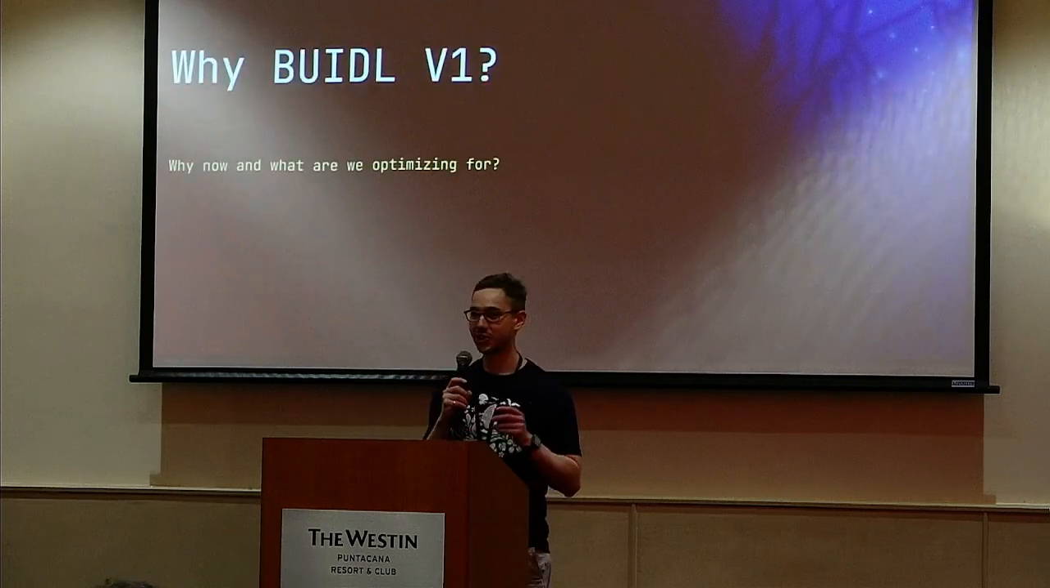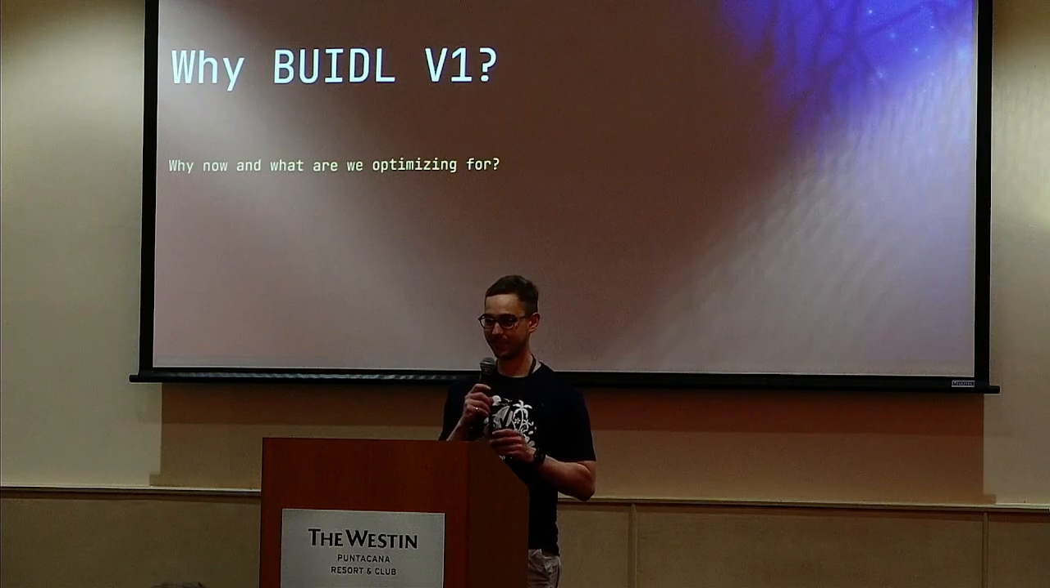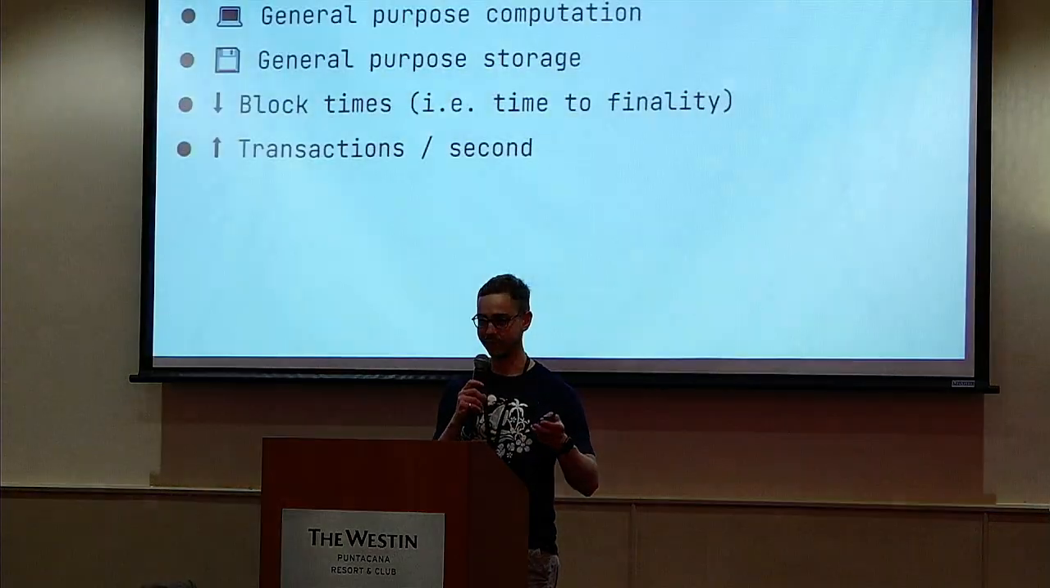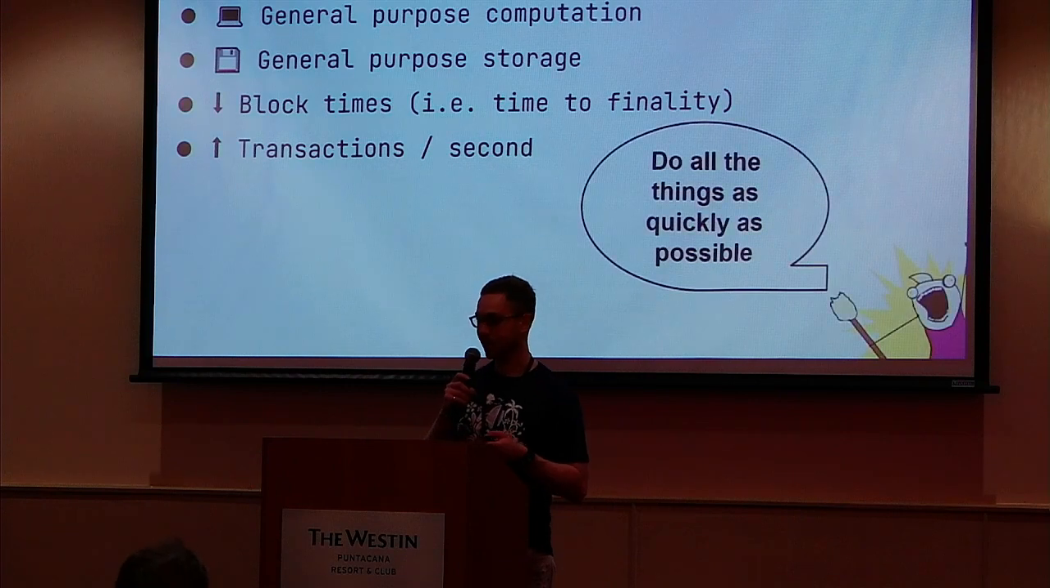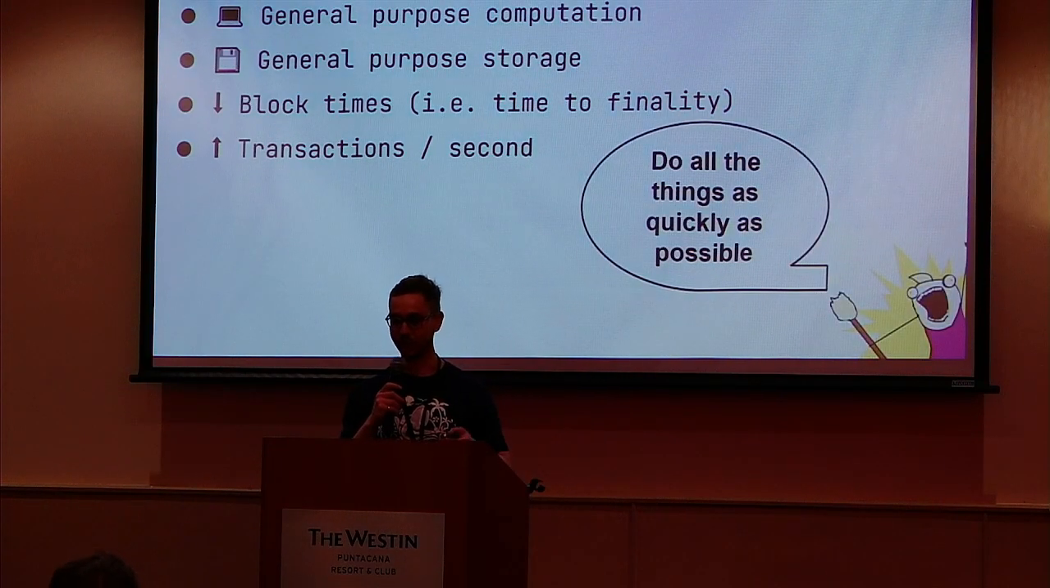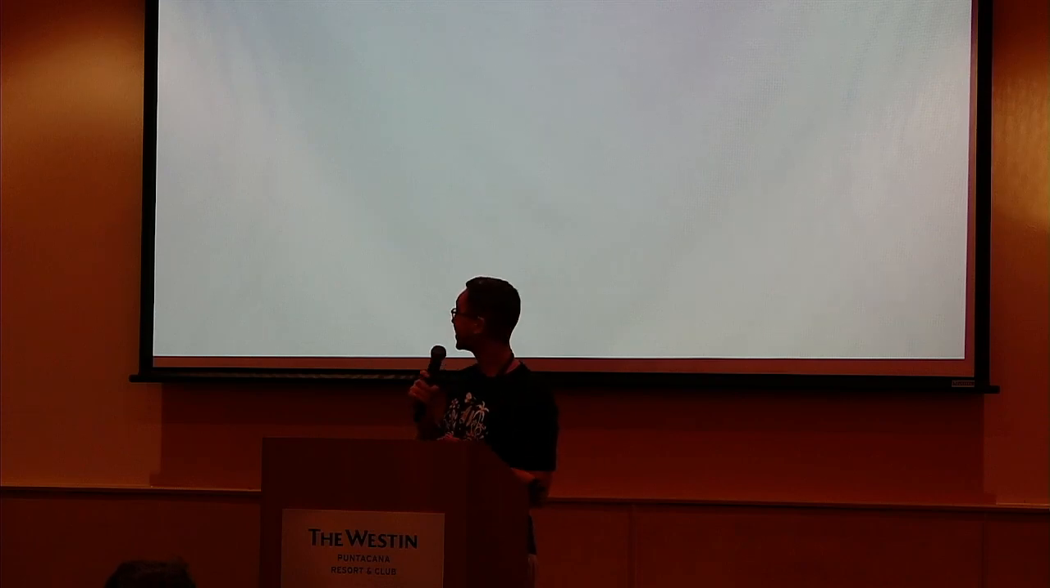All right. So why build V1? In order to really understand why we're building V1, I think it's important to understand why we're not building V1. What are we not optimizing for? We are not a blockchain that's optimizing for general purpose compute or general purpose storage. And like a lot of other blockchains and projects like to tout out there, the shortest block times or the highest TPS. That's not what we need to optimize for, right? In other words, we don't need to do all the things as fast as possible.